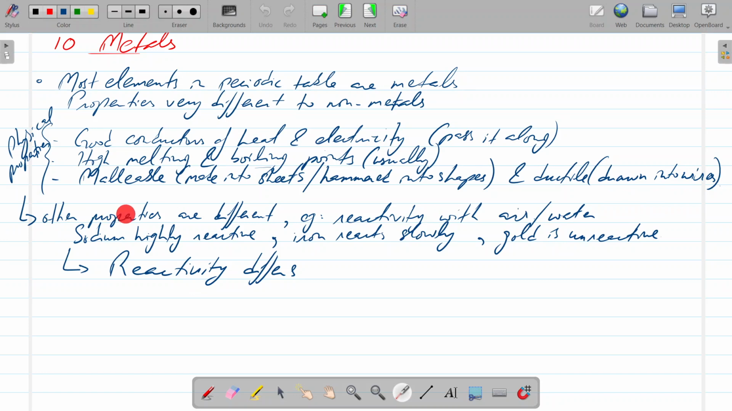They also have other properties, but they tend to differ from one another. For example, the reactivity with air or water. Sodium is an example of a metal that is highly reactive when it comes into contact with air or water. Iron reacts slowly. Gold is unreactive, so nothing happens. It doesn't undergo reactions usually.